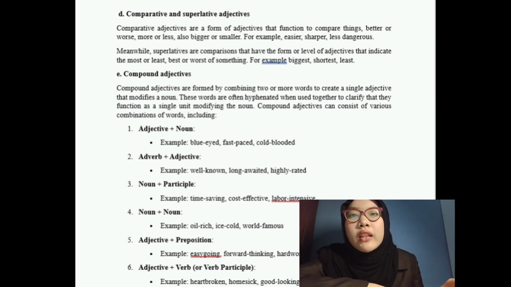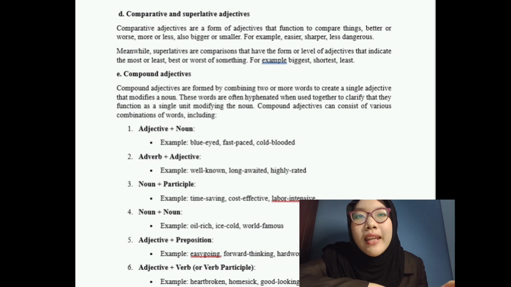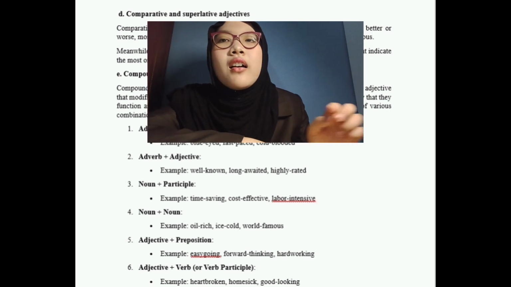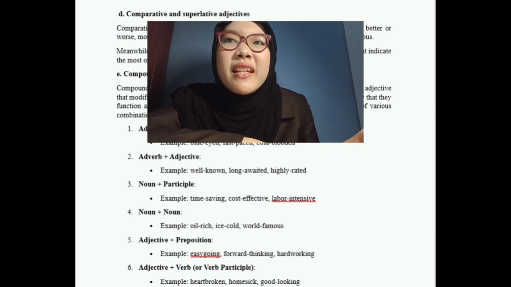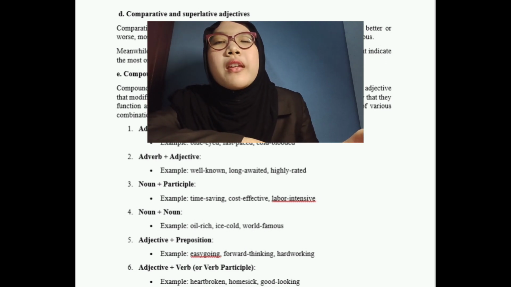And then the compound adjectives are formed by combining two or more words to create a single adjective, ladies and gentlemen, to modify a noun. These words are often hyphenated when used together to clarify the function, such as blue-eyed, fast-paced, cold-blooded. So it is something like the compound one. You need to combine it, right? Oil-rich, ice-cold, world-famous, something like that.